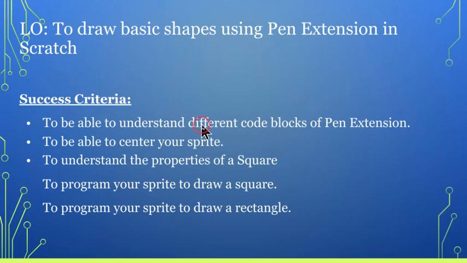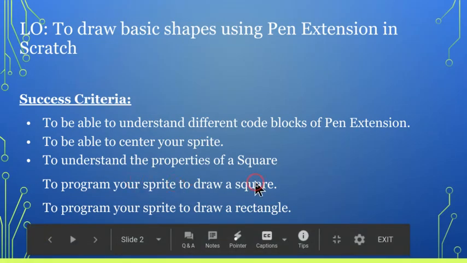Okay, so let's check our success criteria. We have already done our pen extension, and then we are able to center our sprite. The third thing we're gonna do is to draw a square.